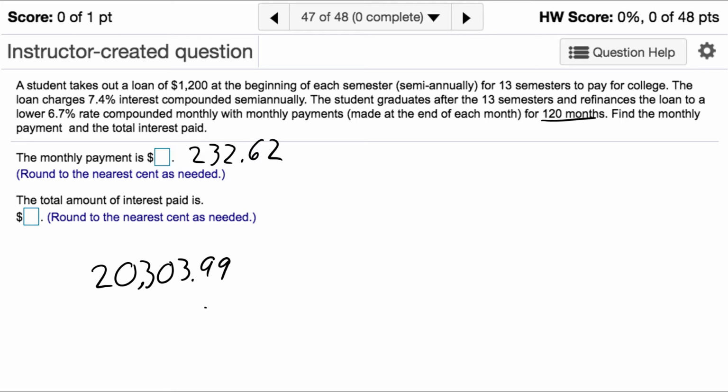All right, total amount of interest paid. That's the next part we want to find out. So remember, interest paid is just the difference between how much the bank gave you and how much you give back to the bank. And so that is the same no matter what the scenario is, whether it's an investment, whether it's a loan, whether it's whatever, it doesn't matter. So we want to first figure out how much did the bank give this student.